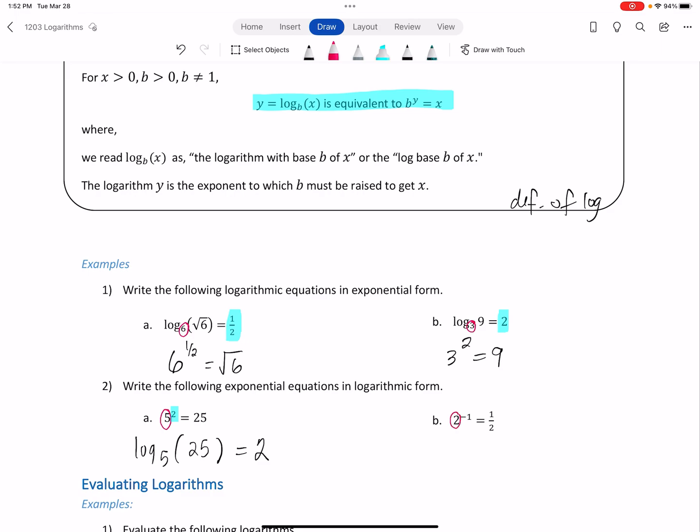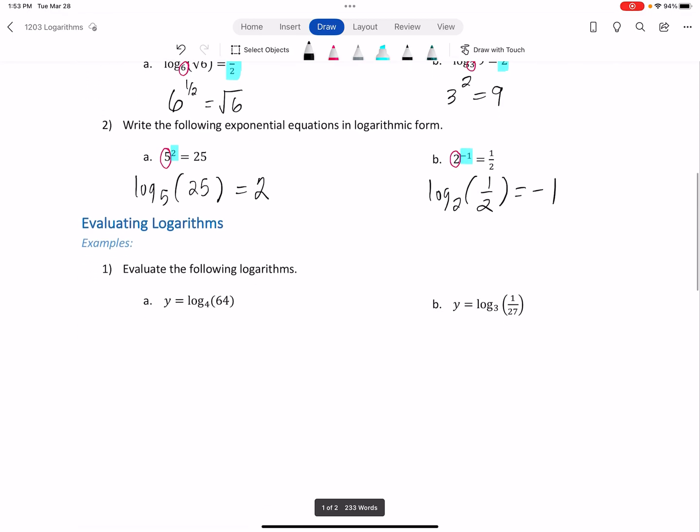Okay, here's my base 2. Here's my exponent, -1. So when I rewrite this as a logarithm, I get log base 2 of something equals -1. And that inside piece is what comes after the equals. That x is 1/2.